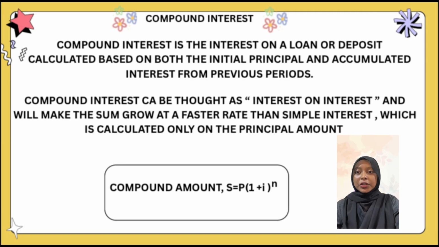Compound interest is the interest on a loan or deposit calculated based on both the initial principal and accumulated interest from various periods. Compound interest can be thought of as interest on interest, and it makes the sum grow at a faster rate than simple interest, which is calculated only on the principal amount. We can use the formula S = P(1 + i)^n.